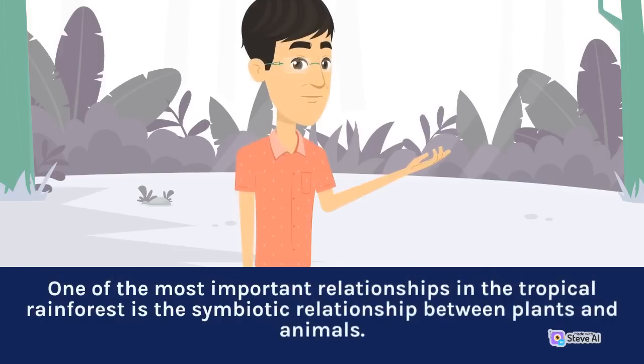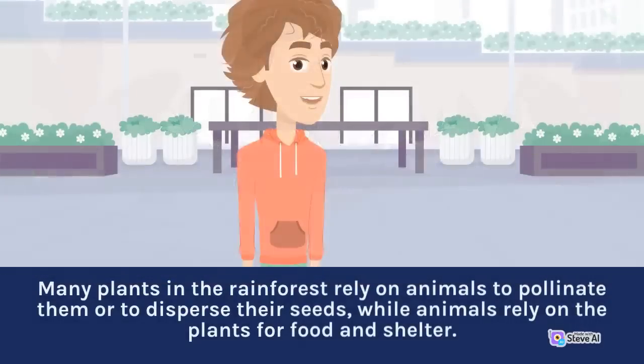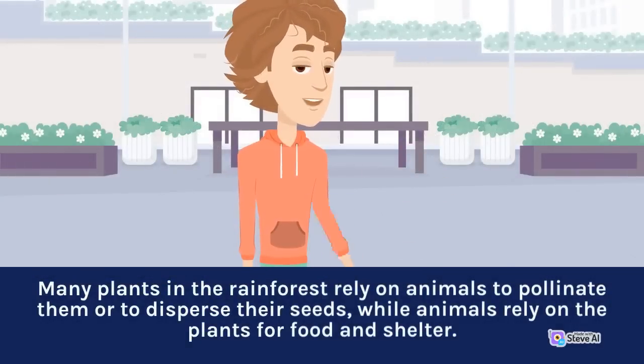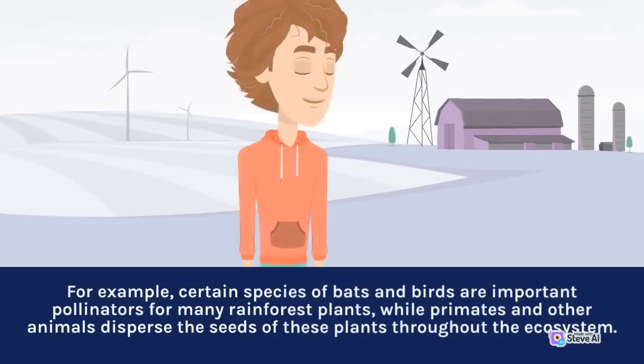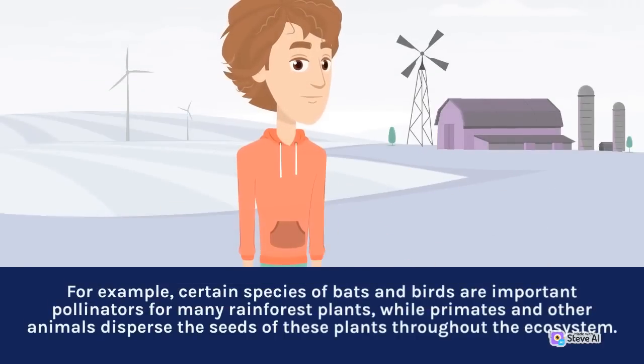One of the most important relationships in the tropical rainforest is the symbiotic relationship between plants and animals. Many plants in the rainforest rely on animals to pollinate them or to disperse their seeds, while animals rely on the plants for food and shelter. For example, certain species of bats and birds are important pollinators for many rainforest plants, while primates and other animals disperse the seeds of these plants throughout the ecosystem.